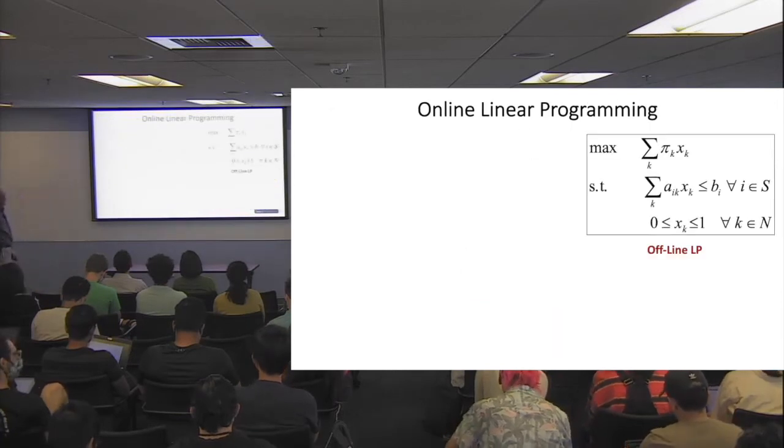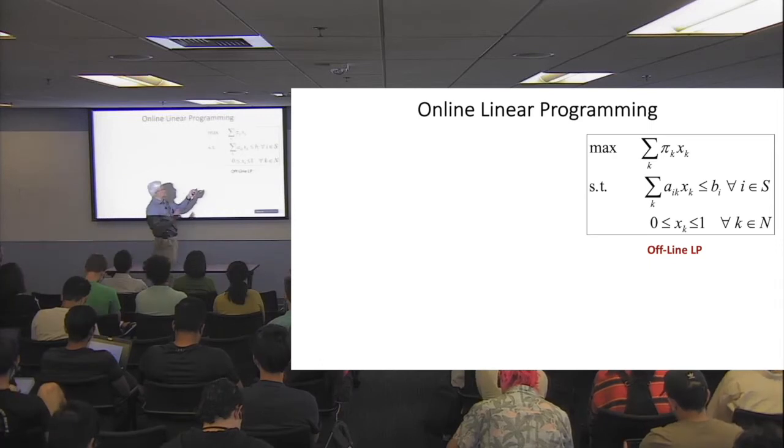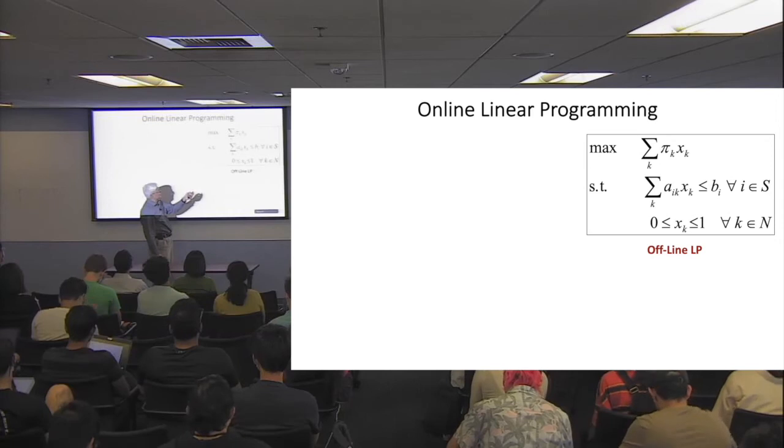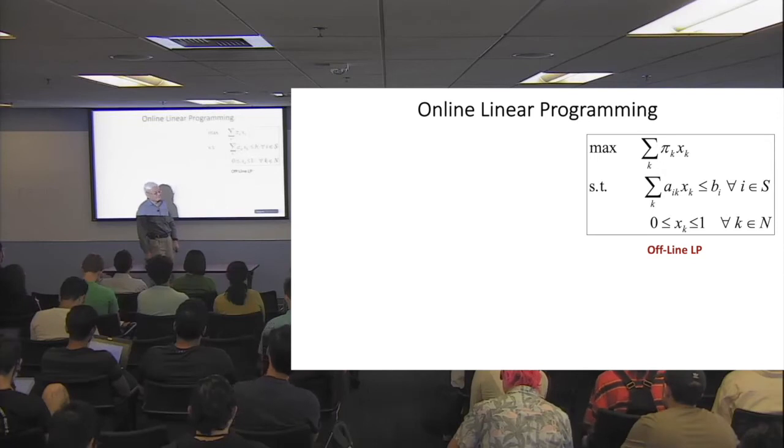So let me give a quick review. What's the online linear program again? Here I'm using i as the resource index. This k is the type of customer, so we have a π_k. That's the reward that comes from x_k. x_k demands those resources, the i-th resources. Then we have capacities called b_i. So this is like a knapsack problem, but here I restrict x_k to be 0 and 1.